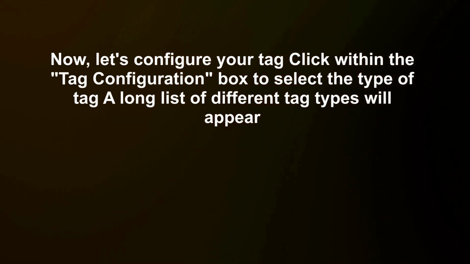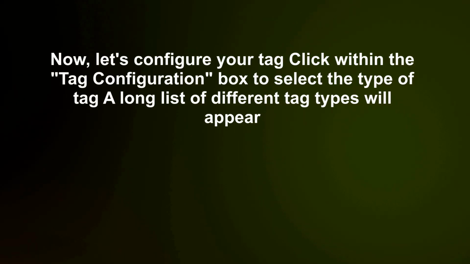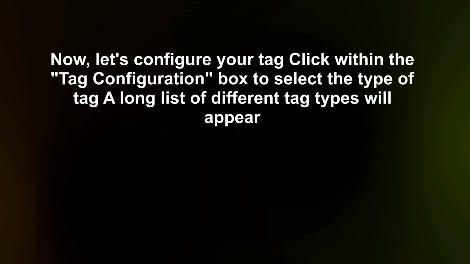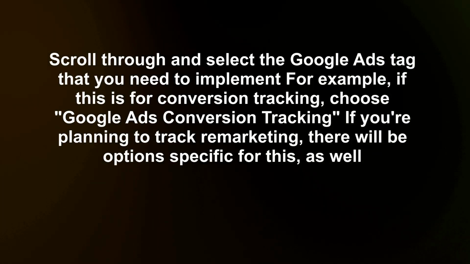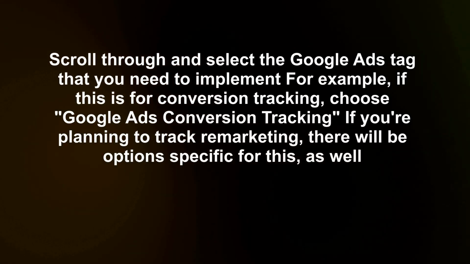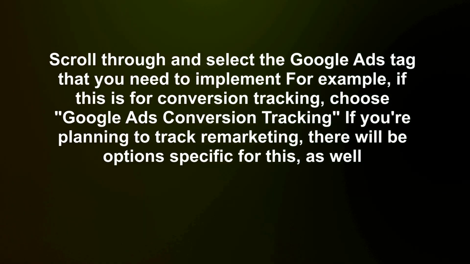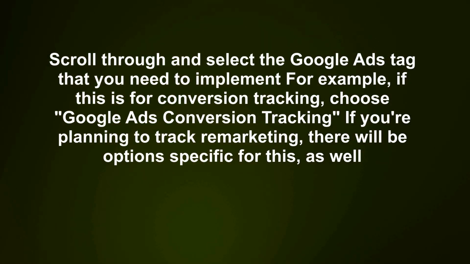Now, let's configure your tag. Click within the tag configuration box to select the type of tag. A long list of different tag types will appear. Scroll through and select the Google Ads tag that you need to implement. For example, if this is for conversion tracking, choose Google Ads Conversion Tracking. If you're planning to track remarketing, there will be options specific for this as well.